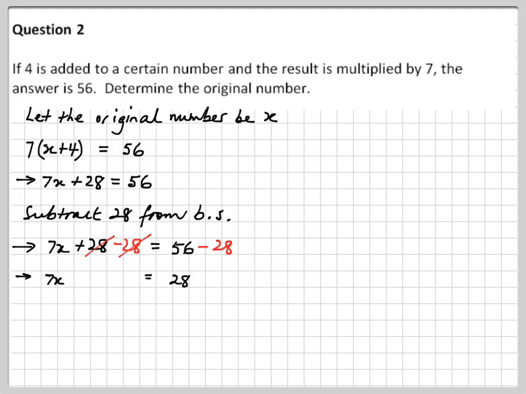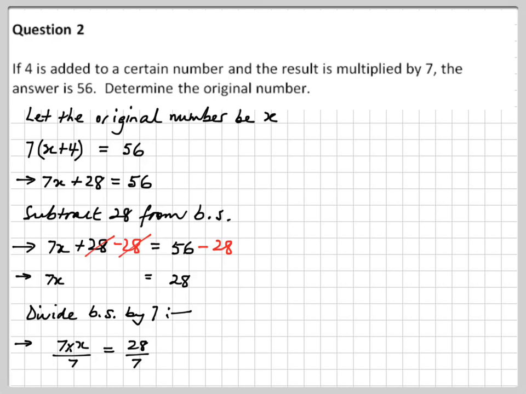Okay, now we've got to go again doing something. We've got the x term on its own. Now, it's multiplied by 7. What is the opposite of multiplying by 7? Yes, it's divide by 7. So we're going to divide both sides by 7, okay? Here we go.